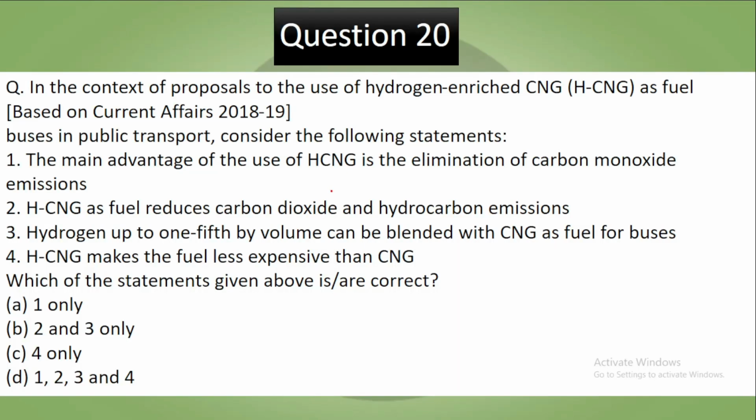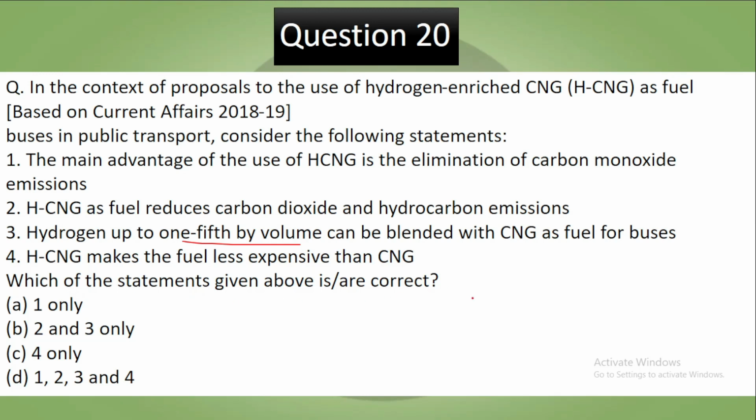Question 20, the last one of today's session. In the context of the proposals to use hydrogen enriched CNG, HCNG, as fuel in buses in public transport, consider the following statements. The main advantage of the use of HCNG is the elimination of carbon monoxide emissions. HCNG as fuel reduces carbon dioxide and hydrocarbon emissions. Hydrogen up to 1/5 of volume can be blended with CNG as fuel for buses. HCNG makes the fuel less expensive than CNG. Which of the statements given above is correct?